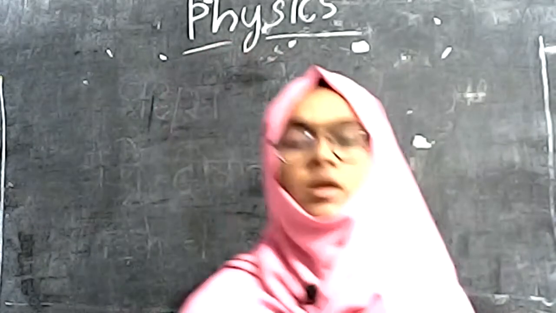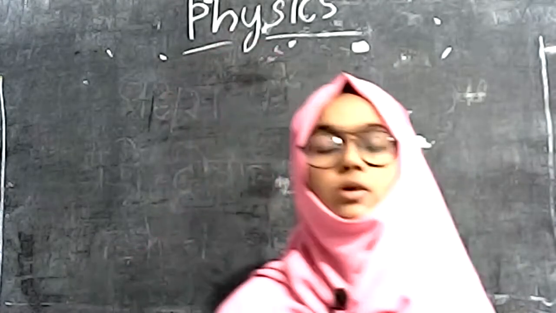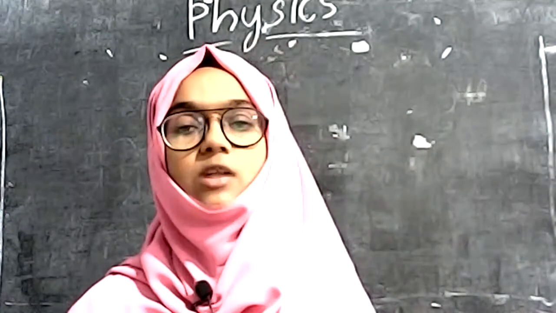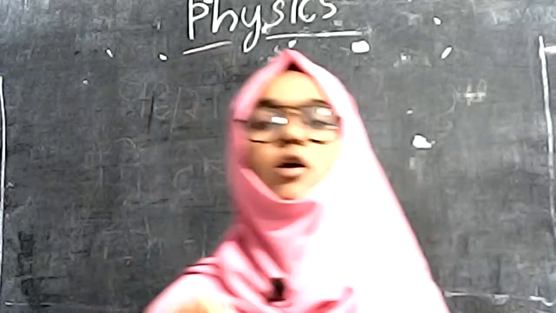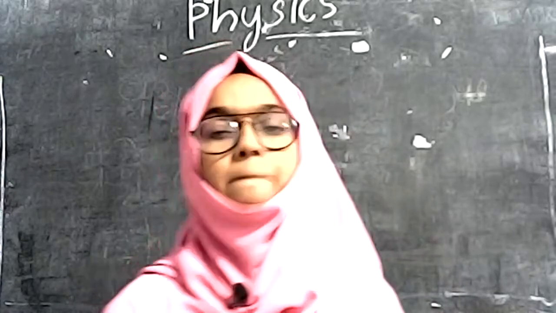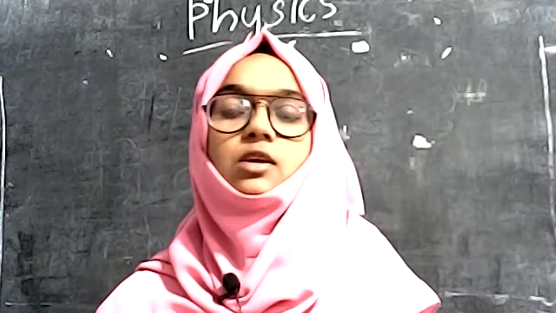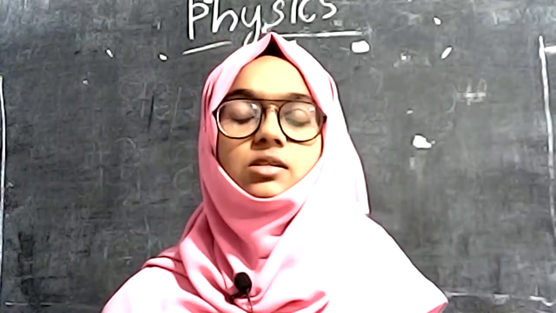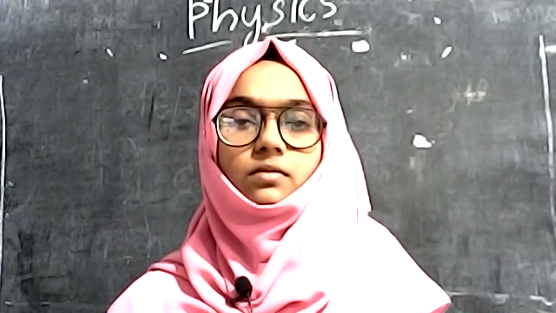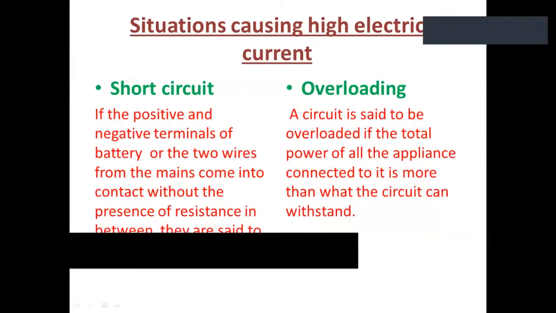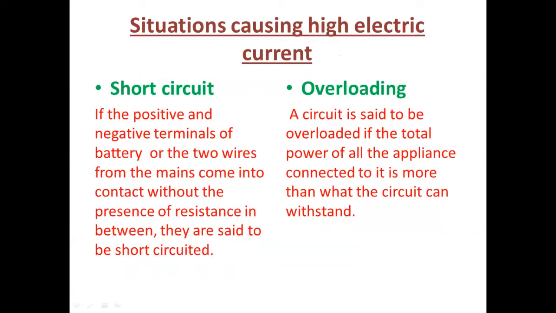We use safety fuses for many purposes. In household wiring, we must include a safety fuse in case there is any trouble in our electricity. Safety fuse is mainly used in two situations. The situations causing high electric current are short circuit and overloading.